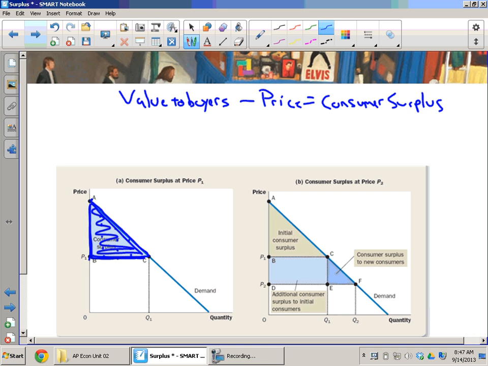This is, on the right-hand side, an extended example of what we just looked at. As the price fell from P1 to P2, there was additional surplus for the buyers who were already in the market, and then new surplus created for the buyers who were now, we'll say, priced in. When the price fell, they were ready to get involved with the market at that point.